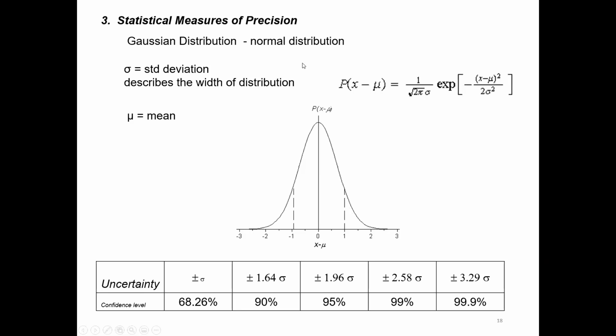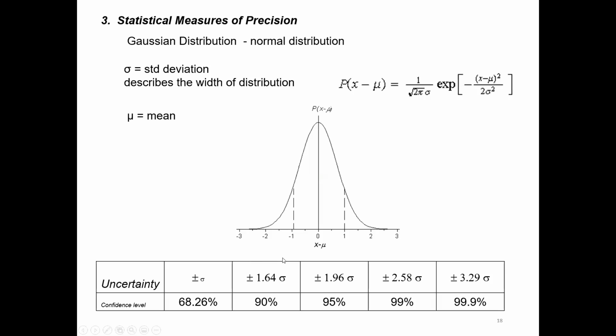More commonly, we would assume the measurement will fit into the Gaussian distribution, or we can call that the normal distribution. In the Gaussian or normal distribution, we have this equation where P is the probability, mu is the mean value, and X is each individual measurement value. And that should fit into this distribution. And sigma here is the standard deviation of the whole distribution.